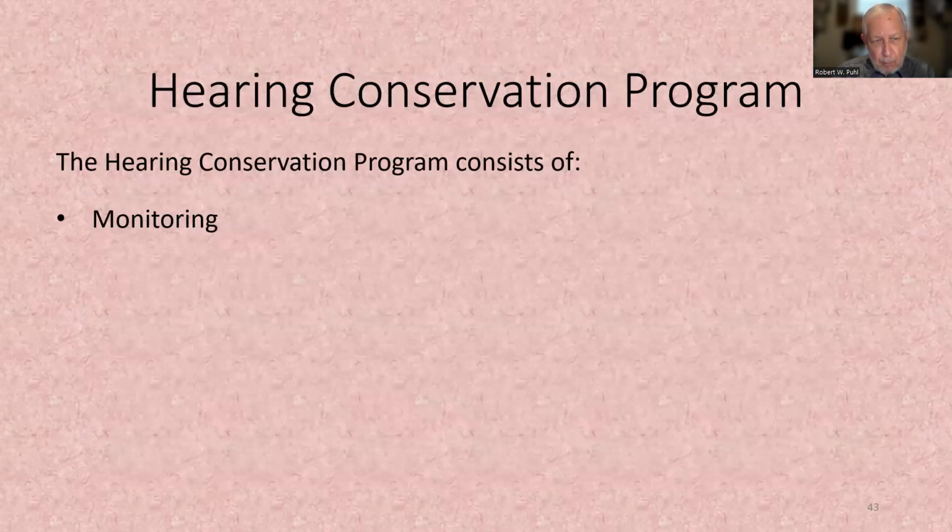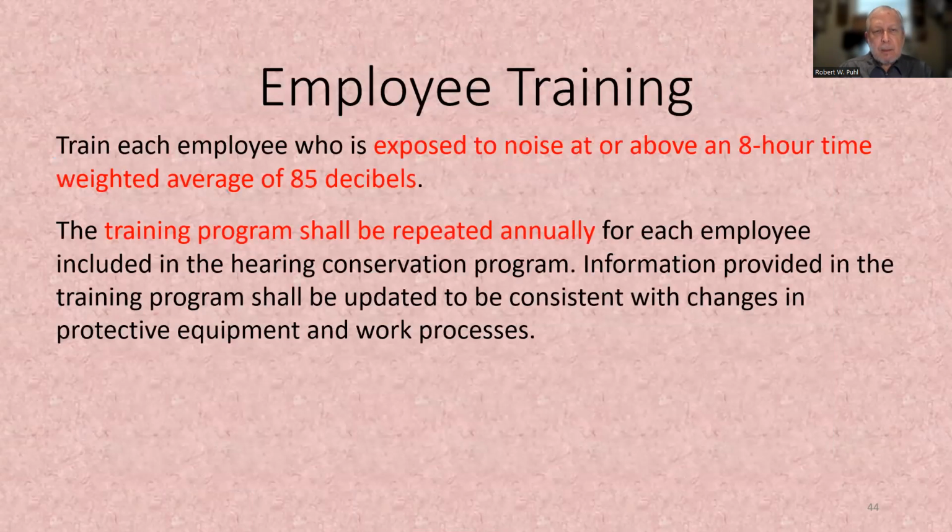So the hearing conservation program consists of monitoring, which you talked about, and employee training, which we're going to talk about right now. Train each employee who is exposed to noise at or above an 8-hour time weighted average of 85 decibels. The training program shall be repeated annually for each employee included in the hearing conservation program. Information provided in the training program shall be updated to be consistent with changes in protective equipment and work processes. So, all right, it's annual for each employee included in the hearing conservation program. And it's got to be updated if there's change in the workplace or equipment or process, anything like that. You have to update your training.